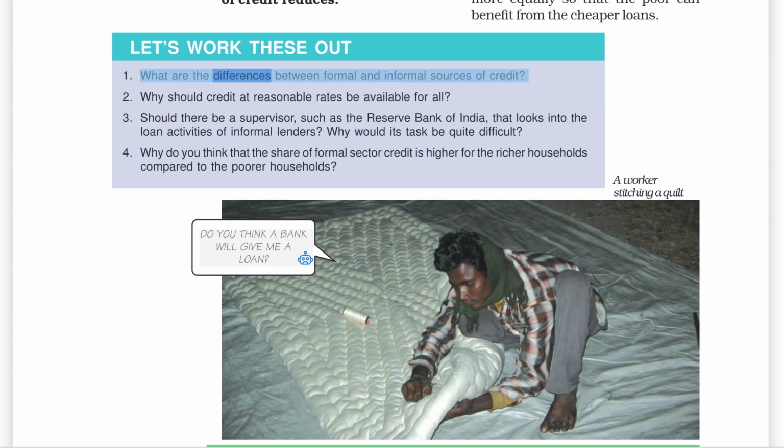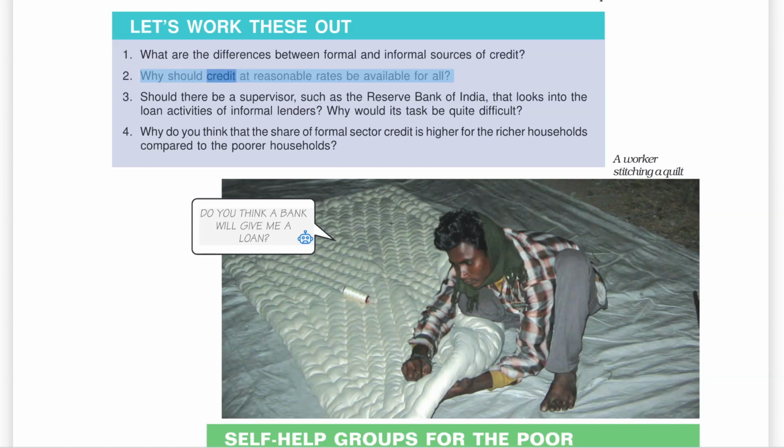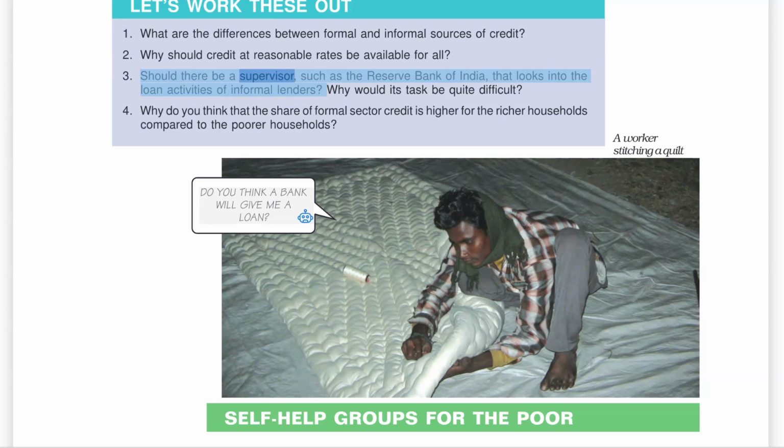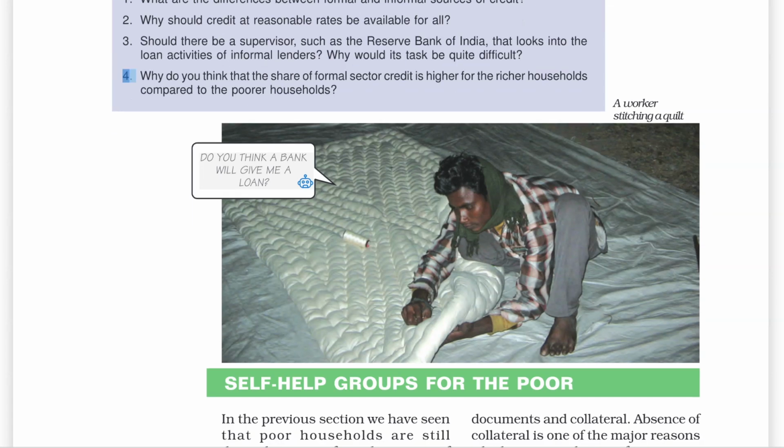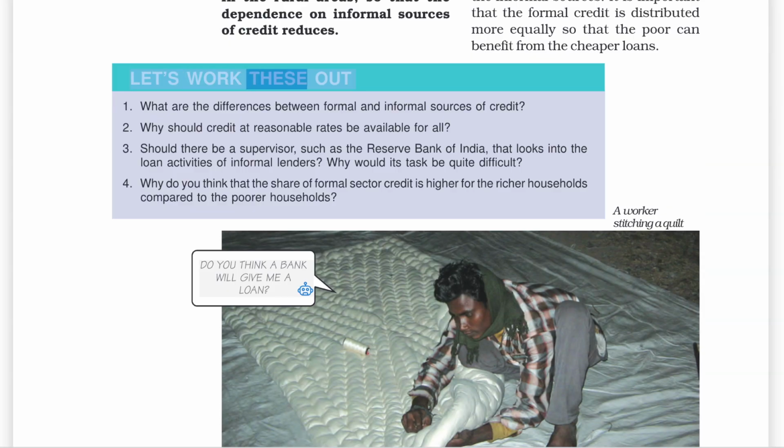1. What are the differences between formal and informal sources of credit? 2. Why should credit at reasonable rates be available for all? 3. Should there be a supervisor, such as the Reserve Bank of India, that looks into the loan activities of informal lenders? Why would its task be quite difficult? 4. Why do you think that the share of formal sector credit is higher for the richer households compared to the poorer households? Let's work these out.